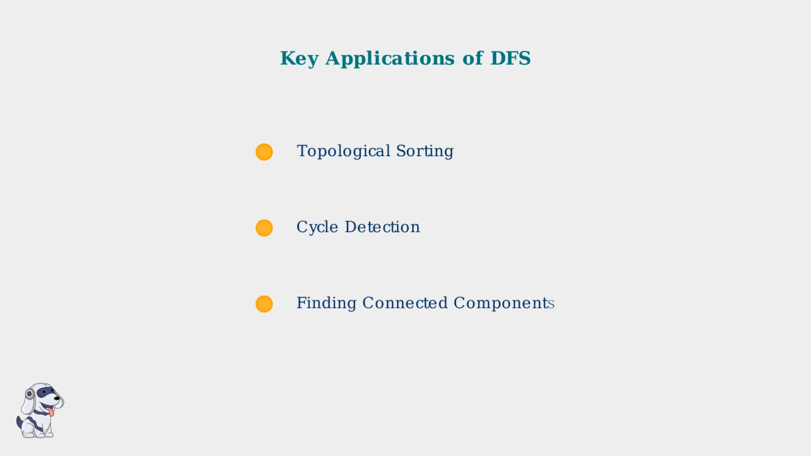DFS has many important applications in computer science. It's essential for topological sorting, which orders tasks with dependencies. It can detect cycles in graphs, helping identify circular dependencies. DFS also finds connected components, grouping related elements together.